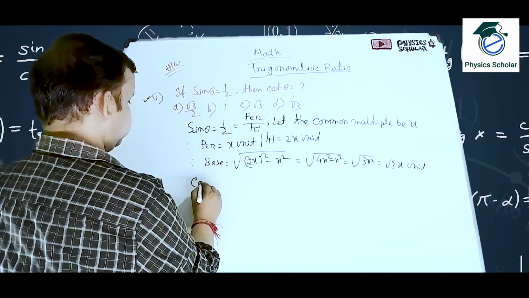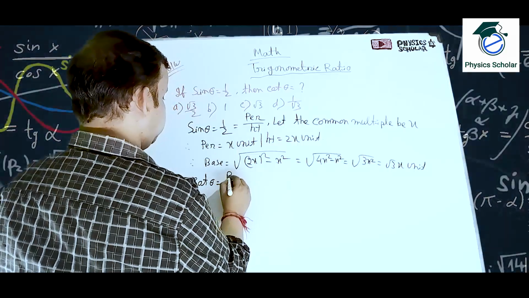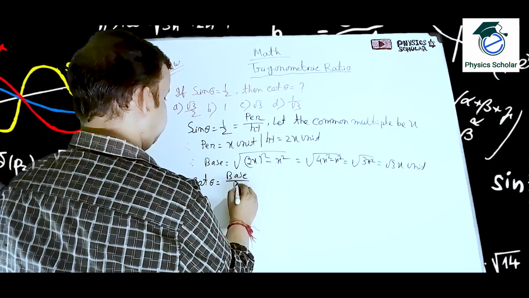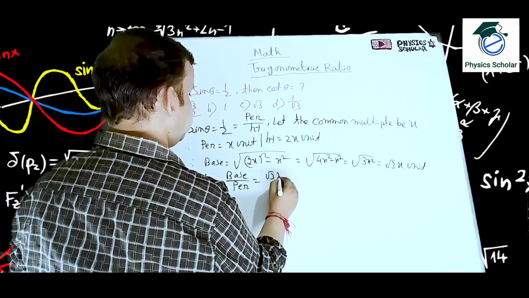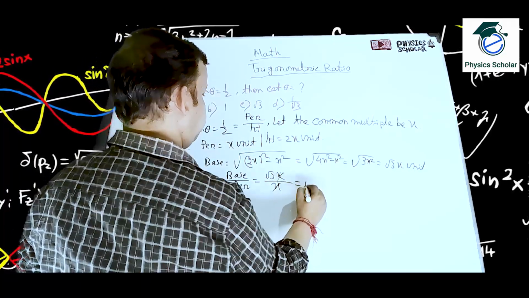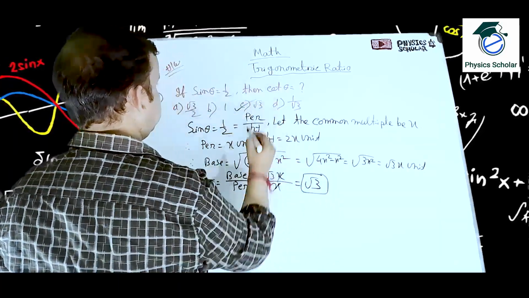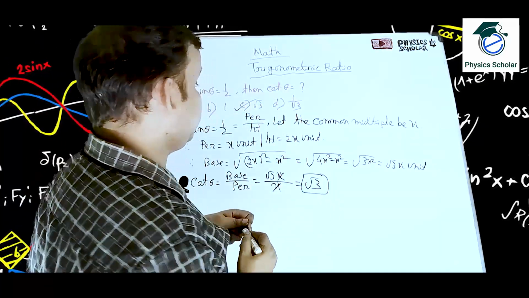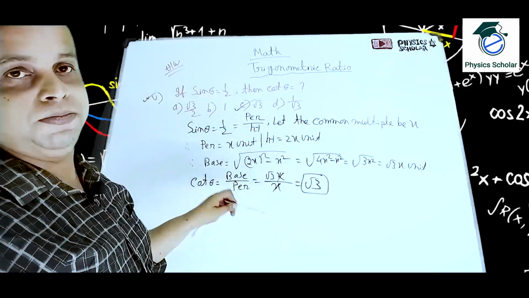So cot theta is equal to what? Reciprocal of tan. That means base by perpendicular. What is base? Root 3x. And what is perpendicular? X. So that means root 3. So this will be your answer. So option number C is correct. Clear? So hope you have understood this sum.